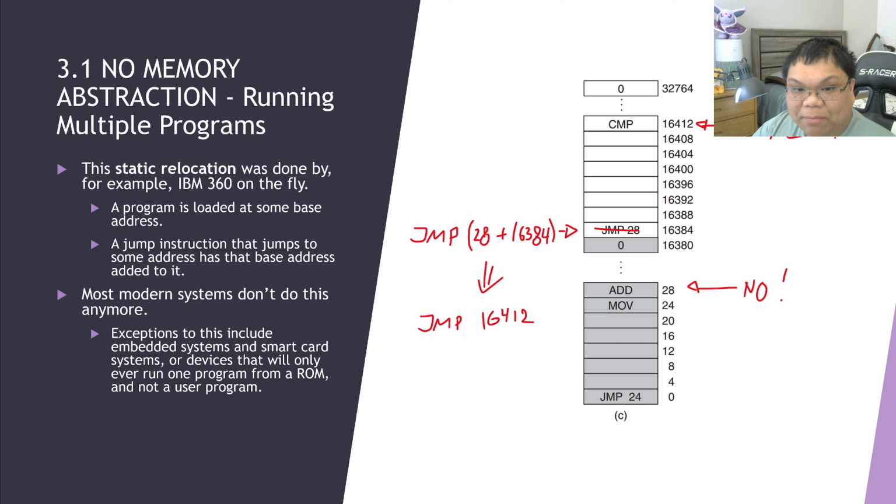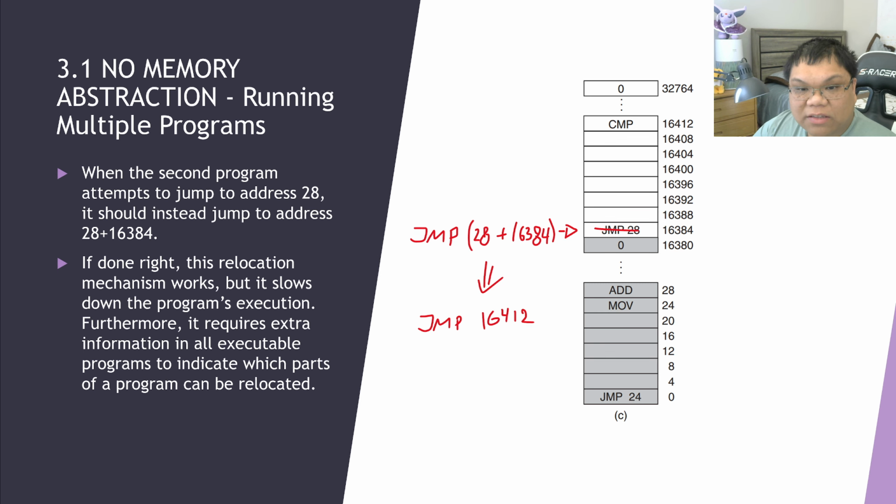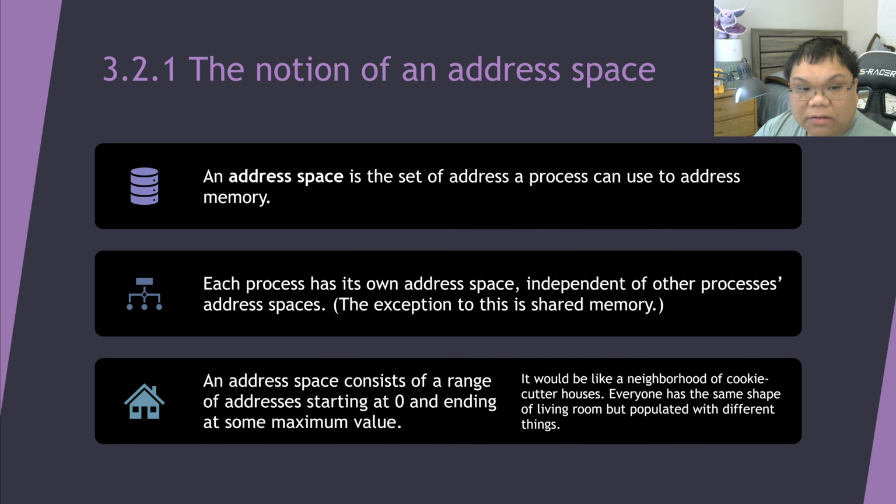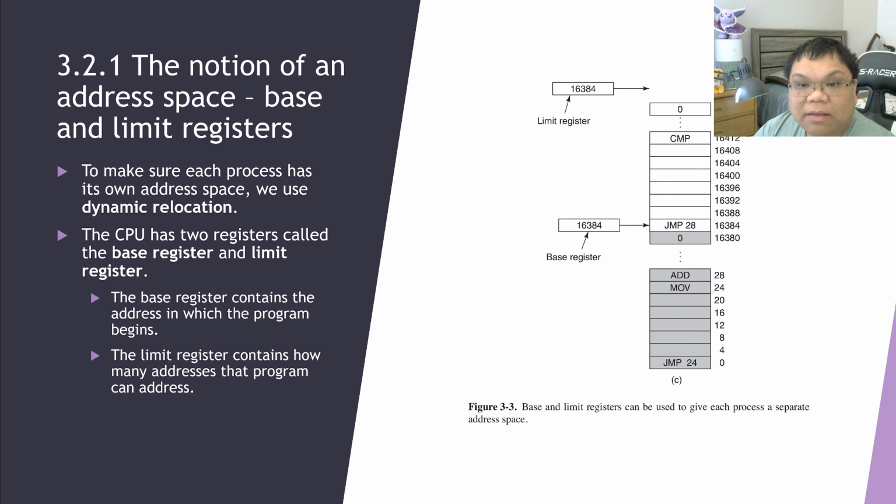So, for example, jump 24 could be the first instruction in one space, but jump 28 could be the first instruction of some other space. Anyway, we're going to roll with this notion of an address space.